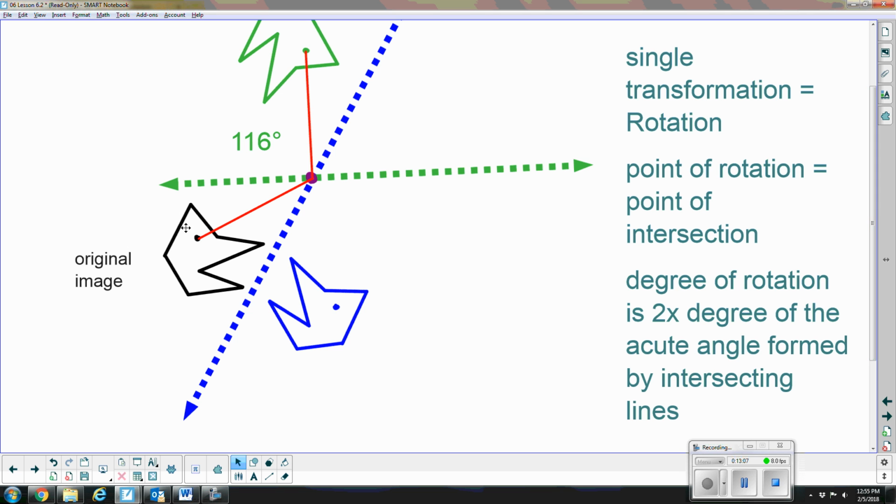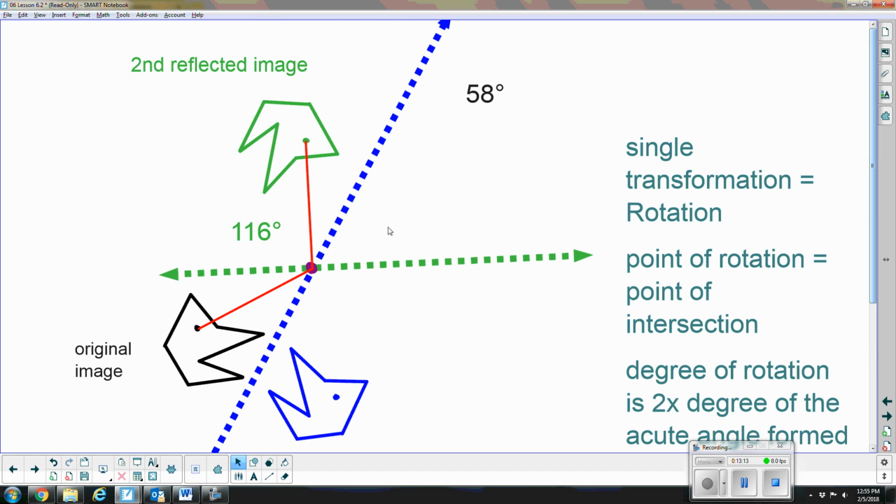So again, my original image reflected over the blue line is the blue image. The blue image reflected over the green line is the green image. My acute angle measure is 58 degrees of those intersecting lines. And my degree of rotation, therefore, is 116 degrees, and that's clockwise.